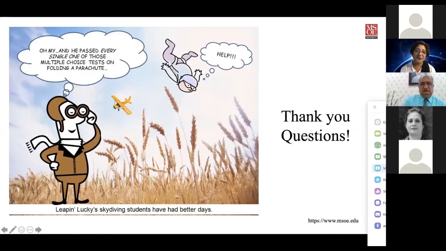And this is my last slide, where I say that, oh my, he passed every single one of those multiple choice tests and now he cannot open the parachute. So this is a good example of a student who is very good at doing multiple choice, but at the same time cannot do the deep thinking. And if your goal is for your students to think deeply, then your lecture has to match with the assessment. That means you have to ask difficult questions to judge whether the deeply embedded concepts have taken root in the student or not.